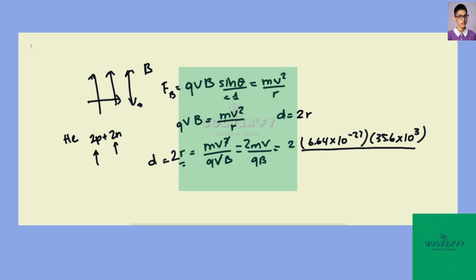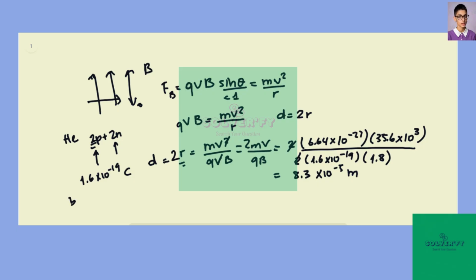The charge of a single proton is, as you know, 1.6 times 10 to the power of negative 19 coulombs, but we have 2 of them. So I'm going to add that here, 2 times 1.6 times 10 to the power of negative 19, and times the magnitude of the magnetic field that is given to us as 1.8 Teslas. If we do this calculation, we get 8.3 times 10 to the power of negative 5 meters for the diameter of the trajectory.